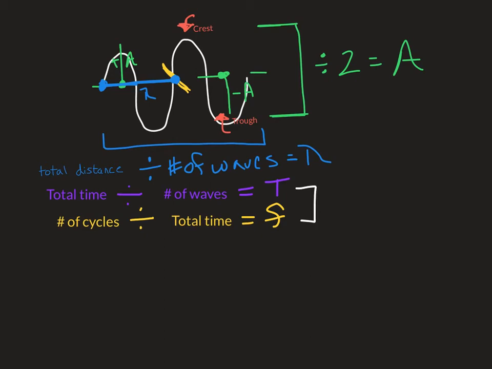So we like to say that these two are inverses of each other. If I want the frequency, then I could take the period and just put it underneath 1. Or if I wanted the period, I could take the frequency and put it underneath 1. So they're really just opposites of one another.